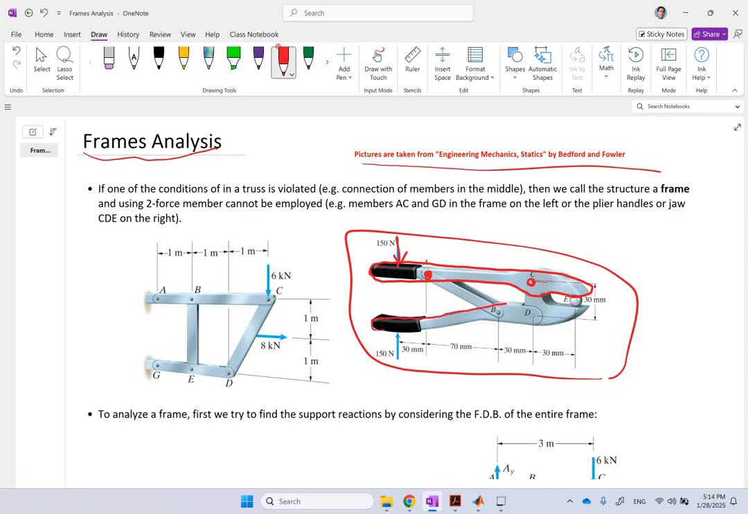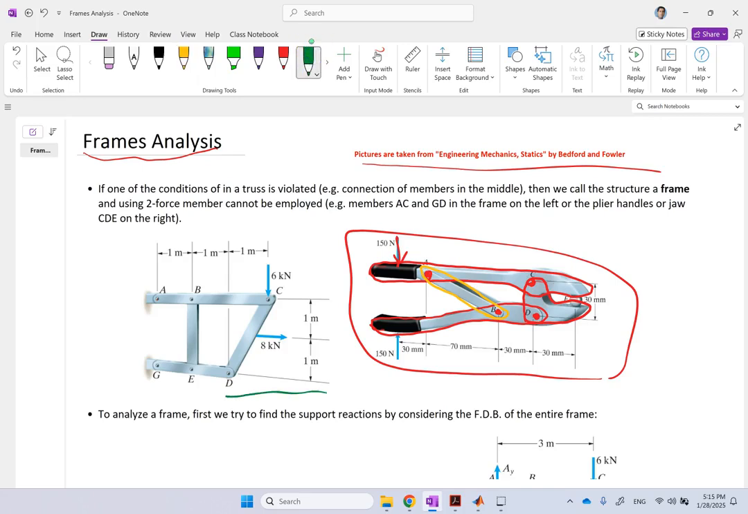Look at this. This member is also pinned somewhere not at the end. Or if you look at this member here, this member is also pinned somewhere in the middle. So none of these three members are two-force. The only thing you might say is a two-force member is this guy. That's the only thing you might say is a two-force member. So clearly a simple plier is considered a frame, and you have to analyze it based on what we are about to say.